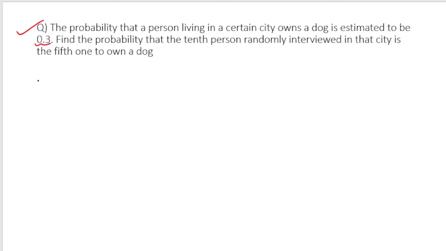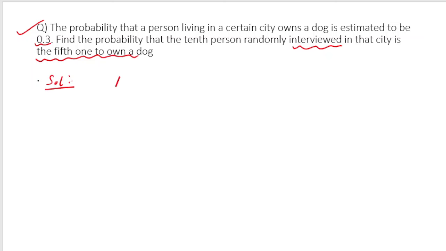Find the probability that the 10th person randomly interviewed in the city is the 5th one to own a dog. Now here I have taken a question which is not of geometric distribution. It is of negative binomial distribution. Why? I hope you have understood it.